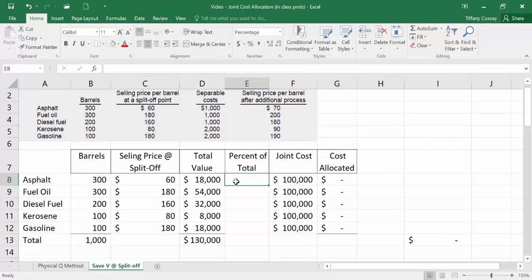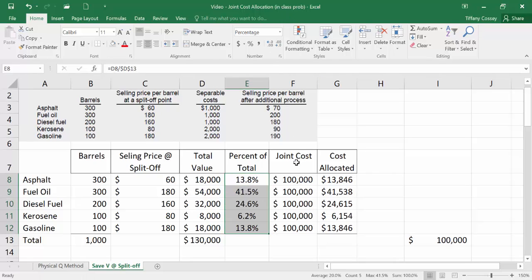Okay, so I need to go through and calculate the percent of the total again. But this time I'm going to do it based on total value of the line compared to the total value of all lines. Last time I did it on number of barrels. This time we're using sales value at split-off to figure out this percentage. So I will take the total value of the asphalt and divide it by the total value of all product lines. Again, I'm going to put dollar signs in here to keep that bottom number, the denominator, stable when I drag my formula.